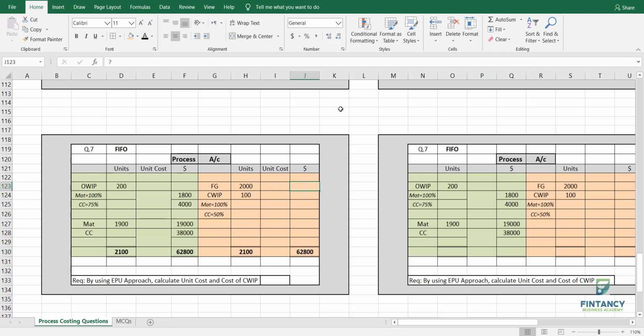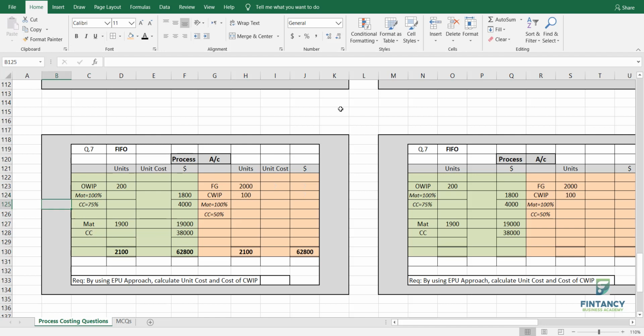Calculate the cost of finished goods, and calculate the cost of closing work in progress by using the first in first out method. Okay, so this is your question in a paragraph. When you create this T account, you will plot figures like this. We will also do the MCQs in the next class, inshallah, and I will tell you how to plot the figures from a paragraph and make this T account.